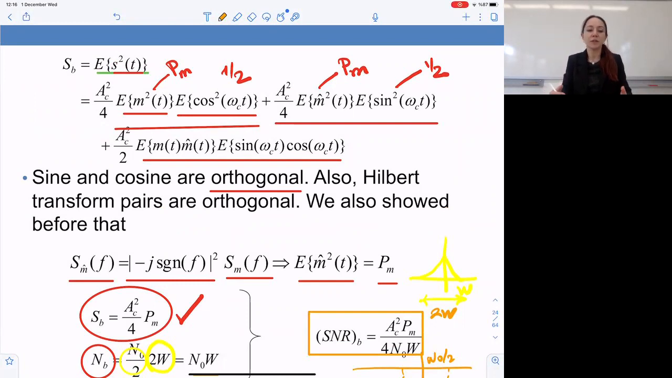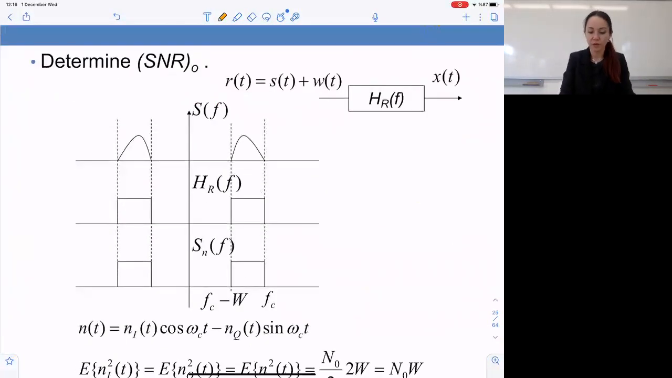Okay, but incoming SNR doesn't mean anything. It's just something that we define as a benchmark. What's important is the outgoing SNR and its ratio to the input SNR. So let's compute the output SNR.